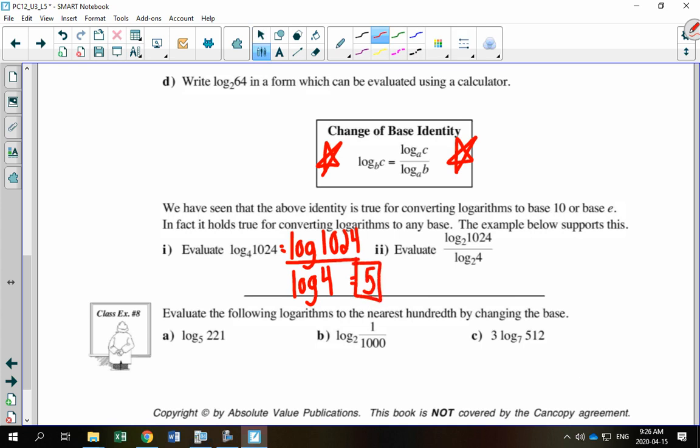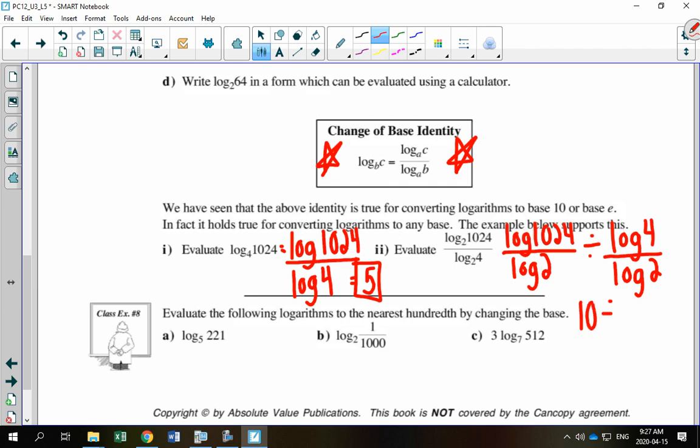Okay, same thing here with number 2. It's a log being divided by another log, so we have to do change of base for both of them. The numerator would be log 1,024 divided by log 2. That's the numerator, divided by the denominator, which is log 4 divided by log 2. So you do the first one, log 1,024 divided by log 2, which is 10, divided by log 4 divided by log 2, which is 2, and divide those two, which is also 5 again.